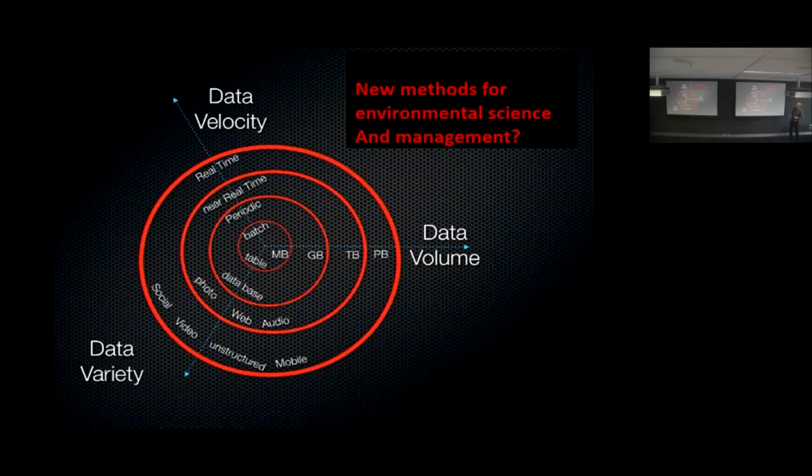So if we look at big data from the point of view of being these three axes that are expanding exponentially: data velocity, that we now have very frequent data in near real time. Data volumes go up, particularly because we're dealing more and more with imagery. And then the variety of data is also getting much more variable.